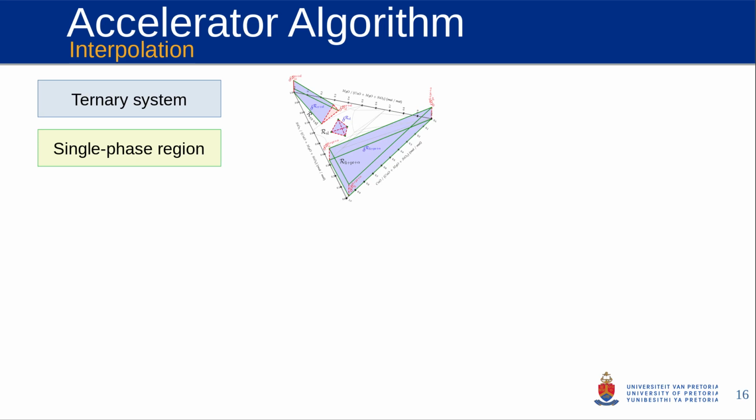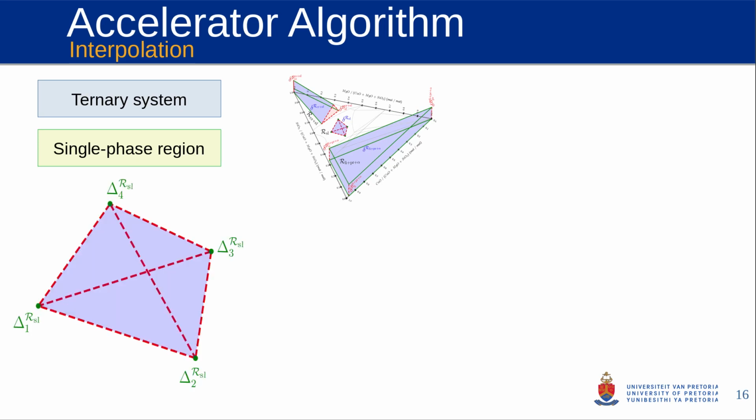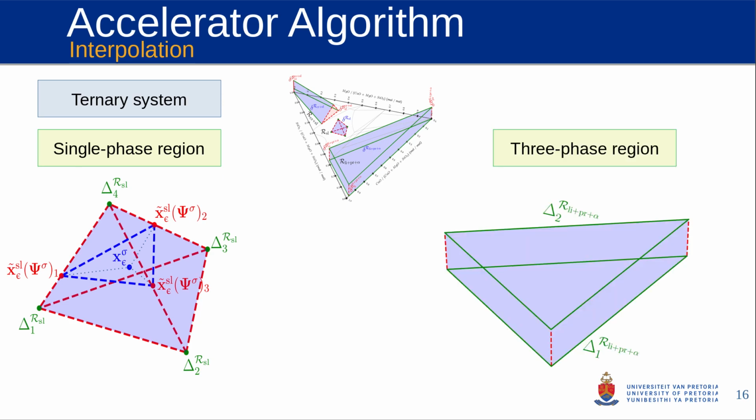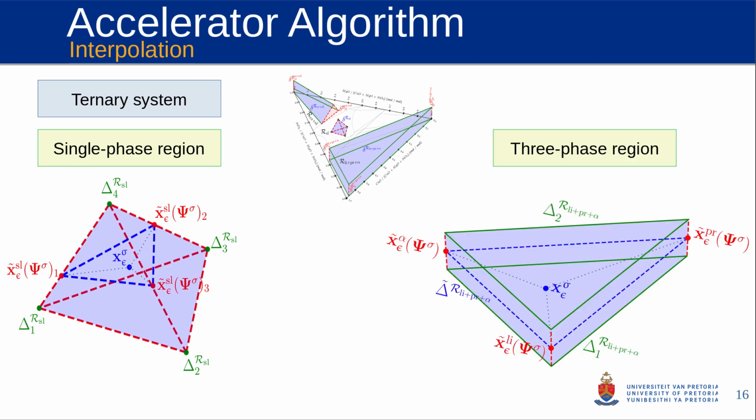In a ternary system, first looking again at the single phase region, interpolate towards the temperature of the system state, and then we can interpolate inwards towards that to determine the equilibrium state. The three-phase region is again interpolating towards the temperature of the system state, and we can get this triangle, and then with the lever rule we can interpolate inwards and get the interpolated state.